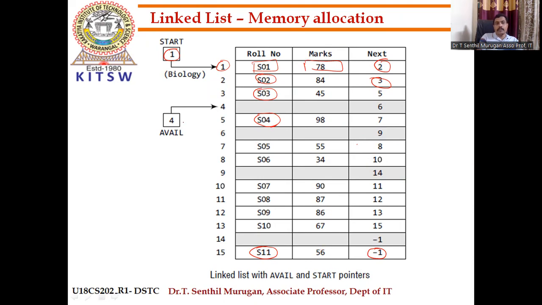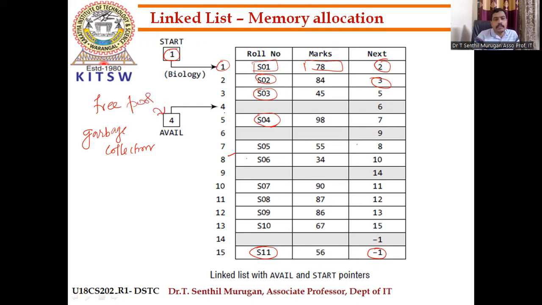But we also mentioned the free pool. The free pool means a collection of the free spaces available in the memory. This collection of free spaces in the memory that is stored in the free pool is considered garbage collection. So in the free pool, it will maintain the avail pointer.